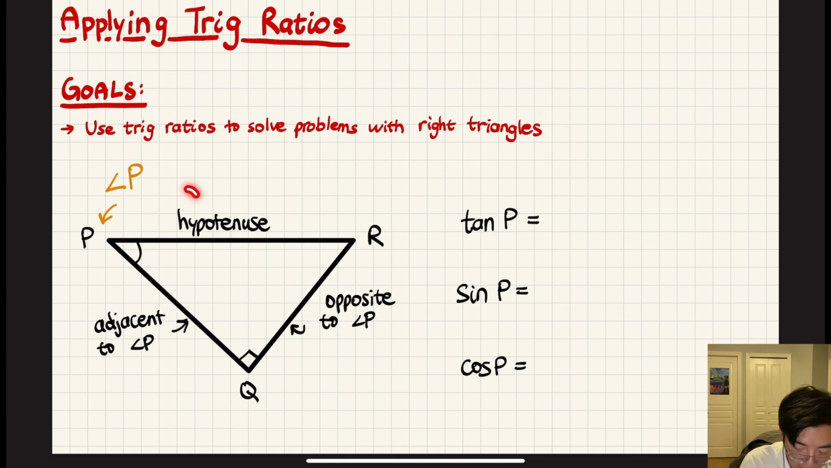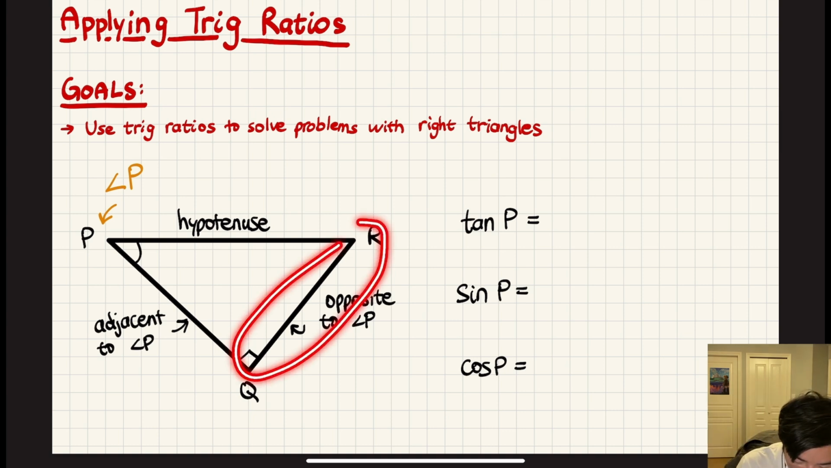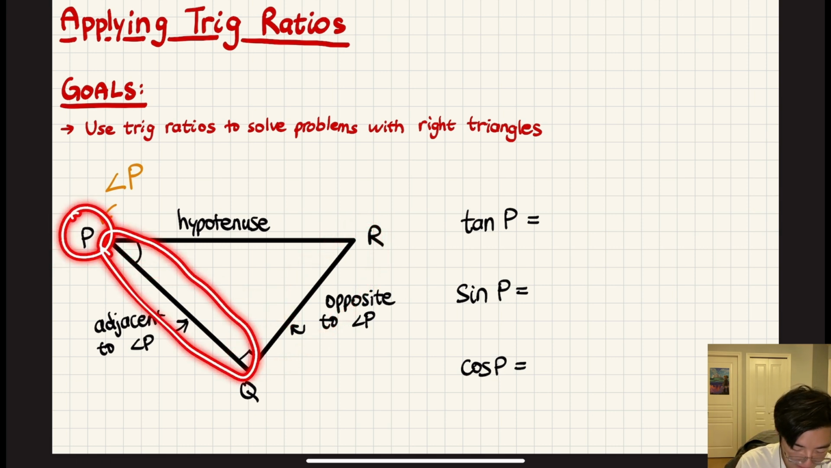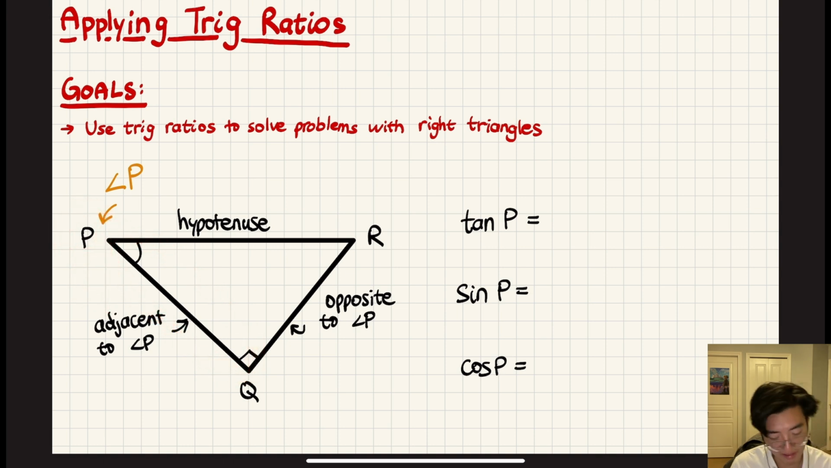Now, if we are to find the ratio of this angle, we see that in this triangle, the long side is called the hypotenuse. So this is the diagonal, the side of the triangle that doesn't touch the 90 degrees. This line right here is the opposite to angle P, because it's on the other side of this angle. And this line right here is adjacent to the angle P. The three ratios that we use are tangent, sine, and cosine.